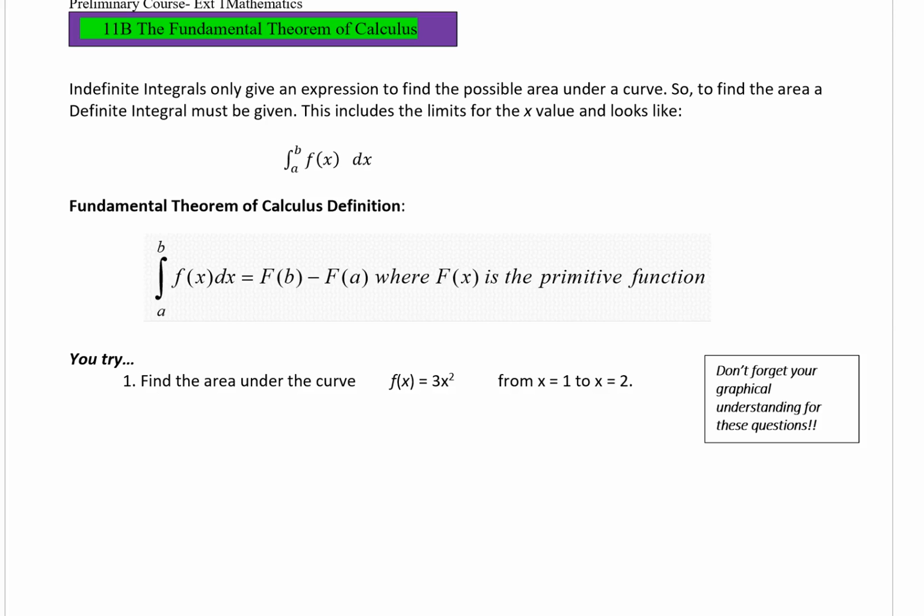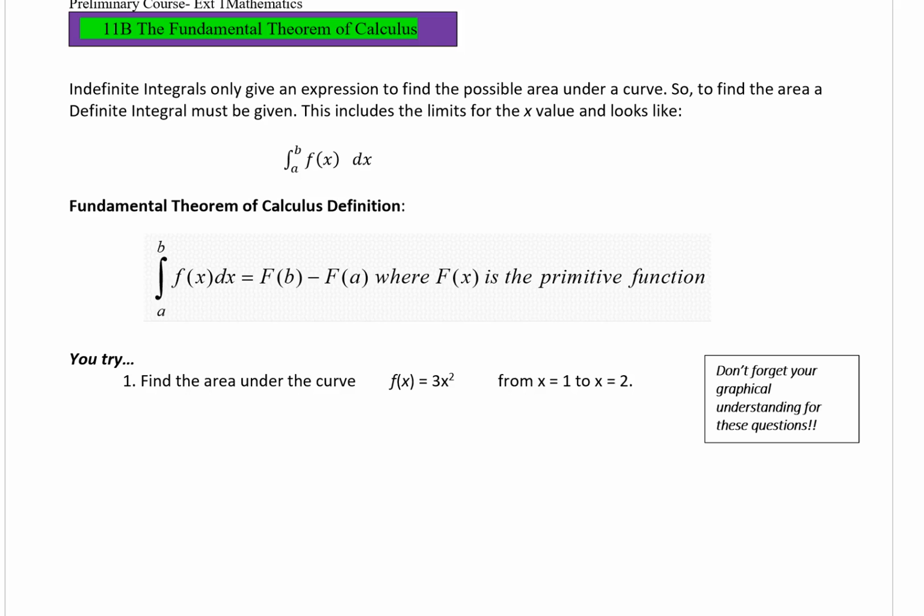Now in exercise 11b, we are going to use this fundamental theorem of calculus. It doesn't really matter that that's what it's called, but we're going to use that to actually evaluate our integral. So you know that when we differentiate, we got an expression for the gradient, and then we evaluated the gradient. We got a value for the gradient. We're going to see a similar process here.